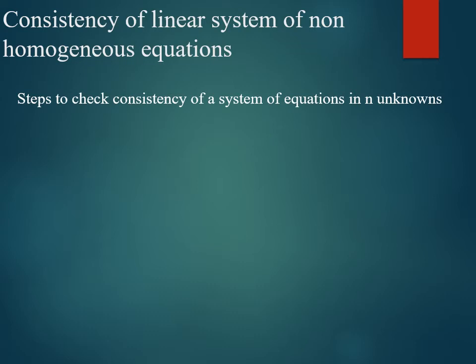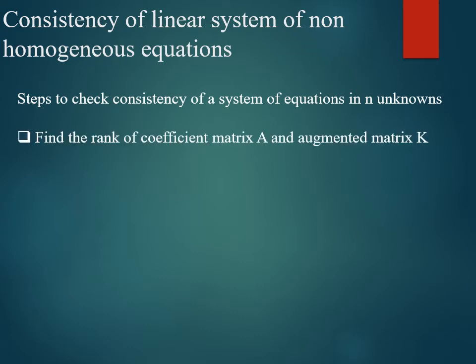Now let us see mathematically how to check consistency for a system of equations in n unknowns. So we have already seen how to represent a coefficient matrix, and how to write the augmented matrix for the system of n unknowns. Now for these two matrices, we will find the rank by our elementary row transformation method.